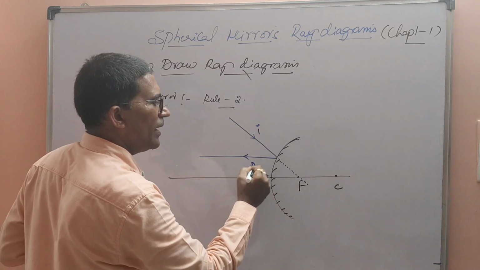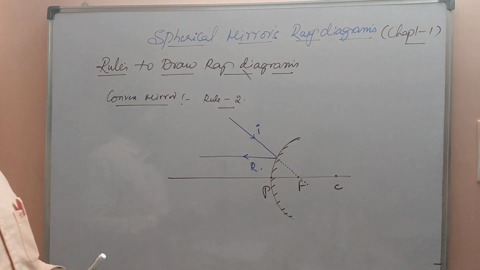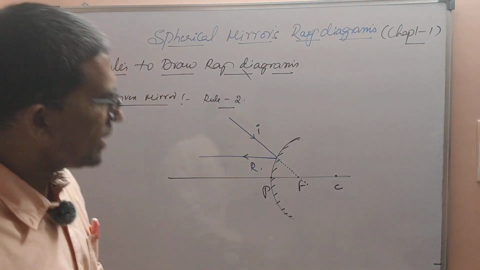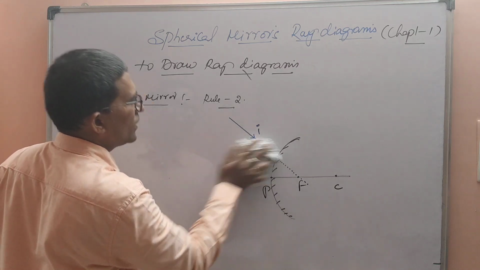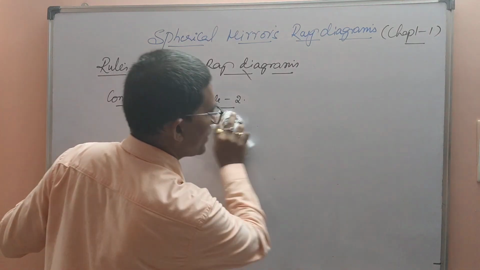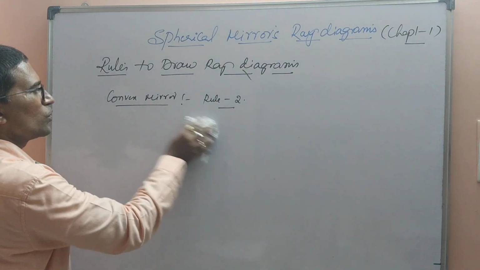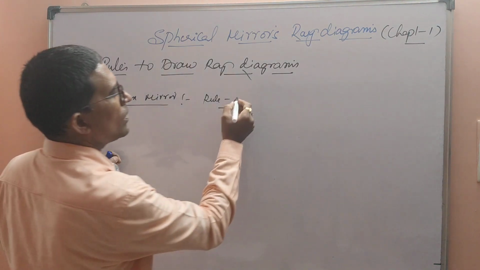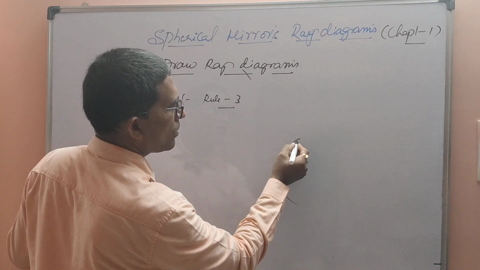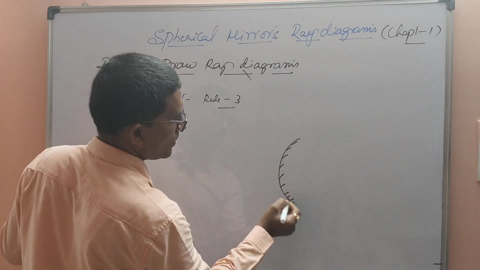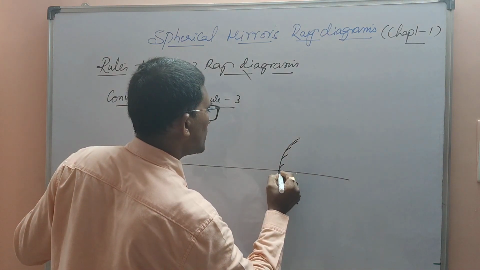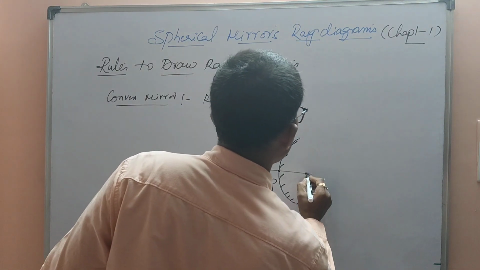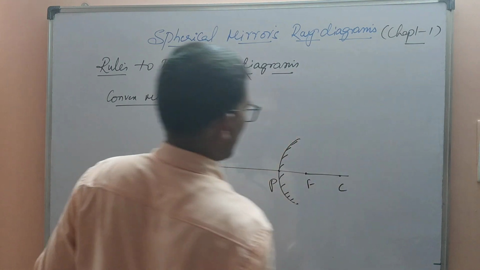This is the incident ray and it is the reflected ray. This is rule 2 for what mirror? Convex mirror. Next one, we are having rule 3 for convex mirror. Now, rule 3 for convex mirror: this is a convex mirror, and it is the pole of the mirror, and it is the focus, and it is the center of curvature.